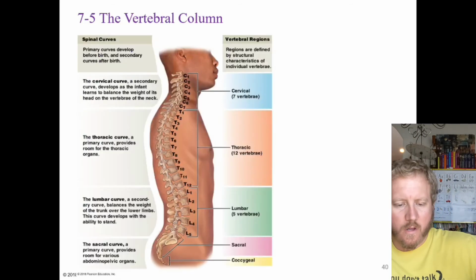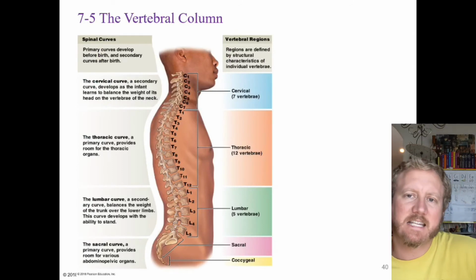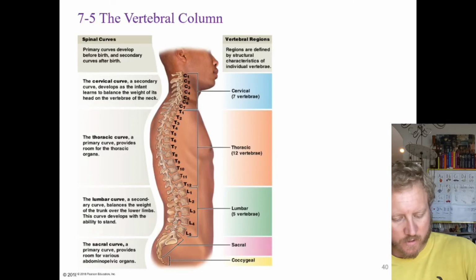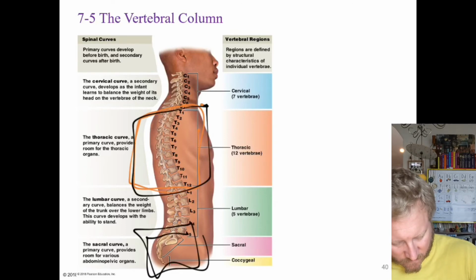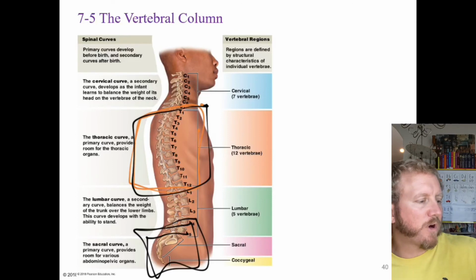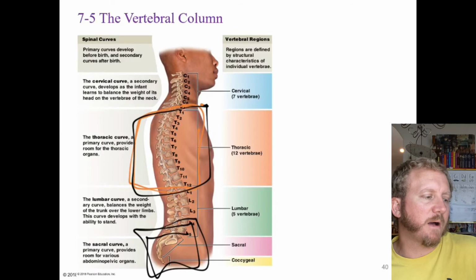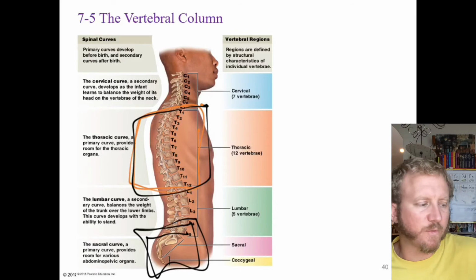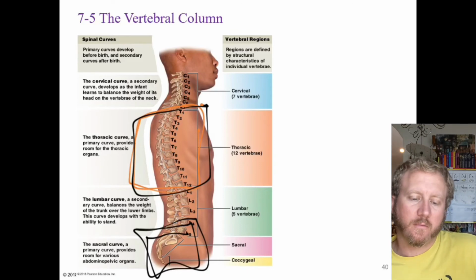Okay, so some bits of information about the different curves. The thoracic and the sacral curves, so we're talking about this curve right here and this curve right here, are known as primary curves or accommodation curves, and their primary function is to accommodate the internal organs, and those curves are present during fetal development. Now, the other ones come after birth.